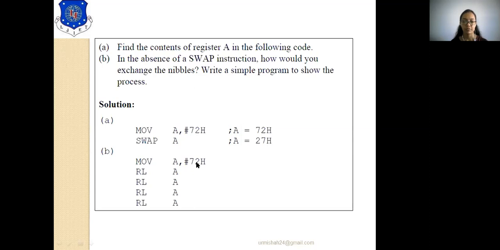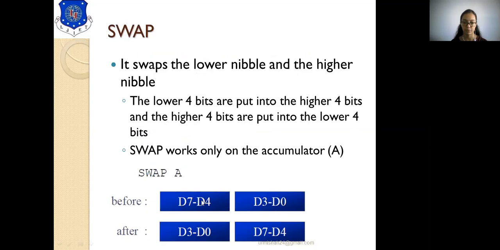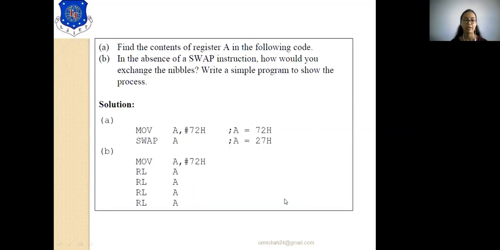You have to shift this 72H by rotate left. In total, how many bits are we shifting? 4 bits. The higher nibble is exchanged with the lower nibble and the lower nibble with the higher nibble. So here we are changing 4 bits. You have to perform the rotate left operation 4 times to swap your data. Rotating left 4 times will give you the same answer.